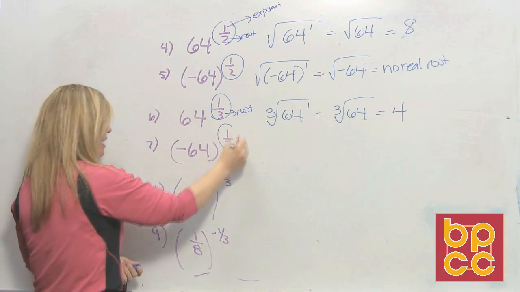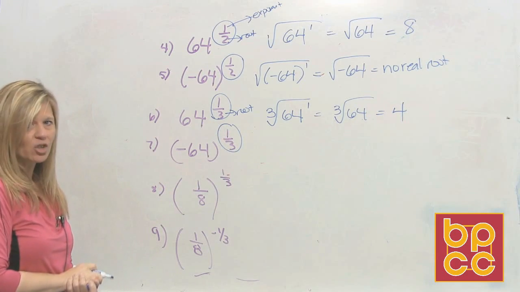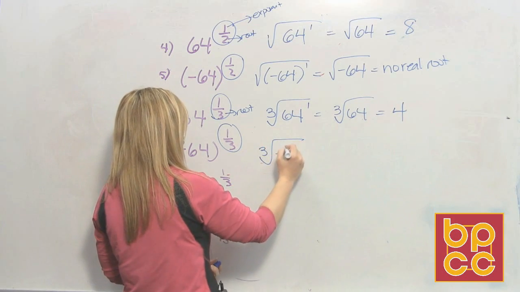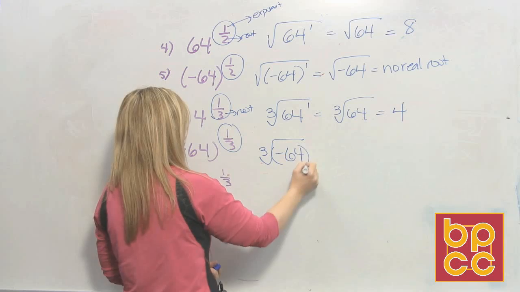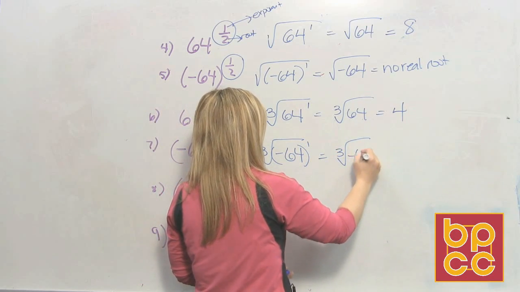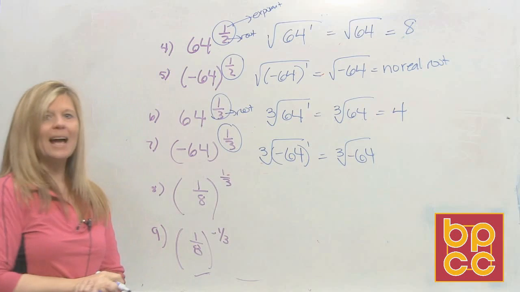Again, I have an exponent. It's a fraction. Any exponent that's a fraction, you change into a root. This is the cube root of negative 64 to the first power. I don't need the first power. So this is the cube root of negative 64.